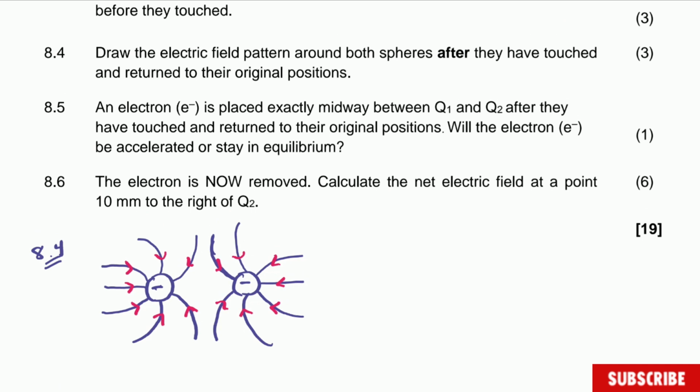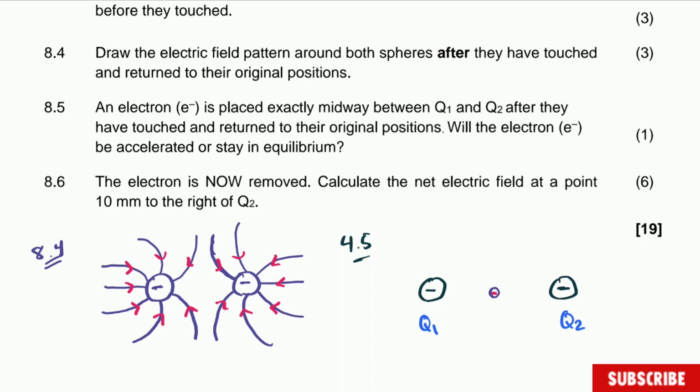All right, question 8.5. An electron E is placed exactly midway between Q1 and Q2. After they have touched and returned to the original position, will the electron be accelerated or stay in equilibrium? Now, this electron, let's represent it quickly here. Here you have Q1 and you have Q2. This is after they touch and after they've been separated. Both charges are negative, and you are going to place an electron, which is also a negative charge. I'm going to draw a small sphere here. This one is an electron right in the center between those two charges.